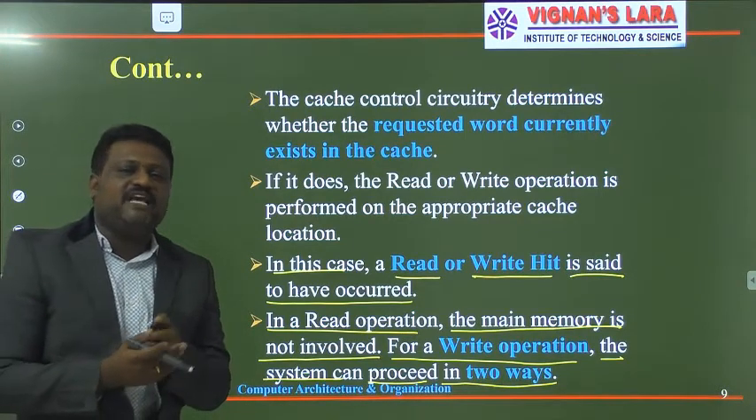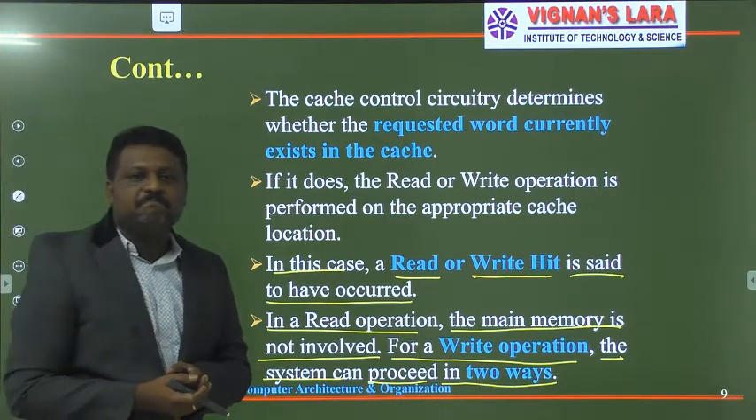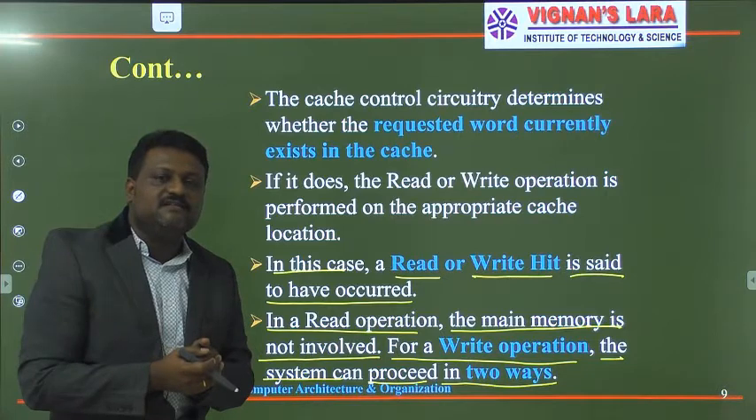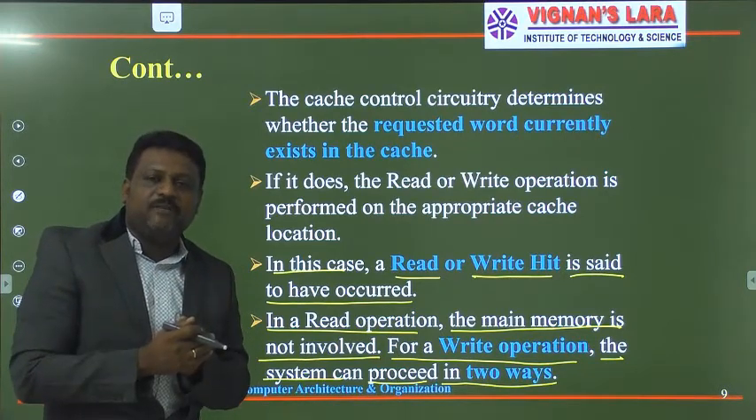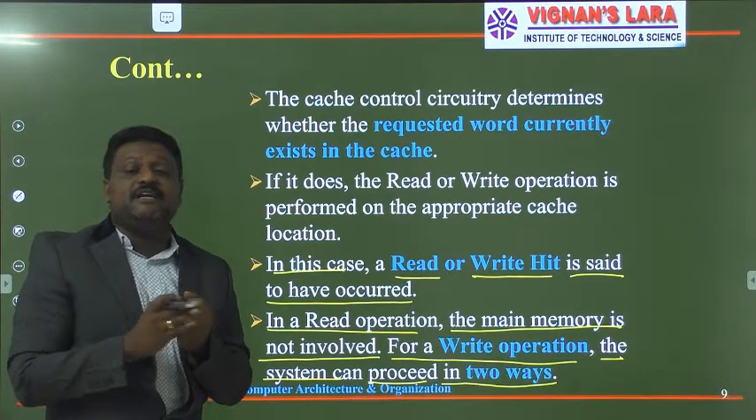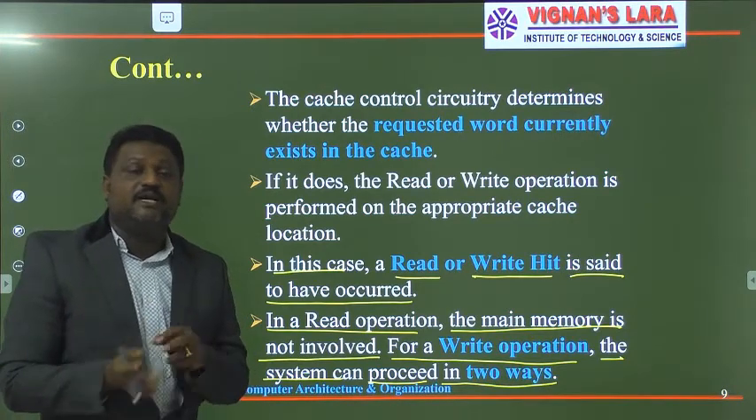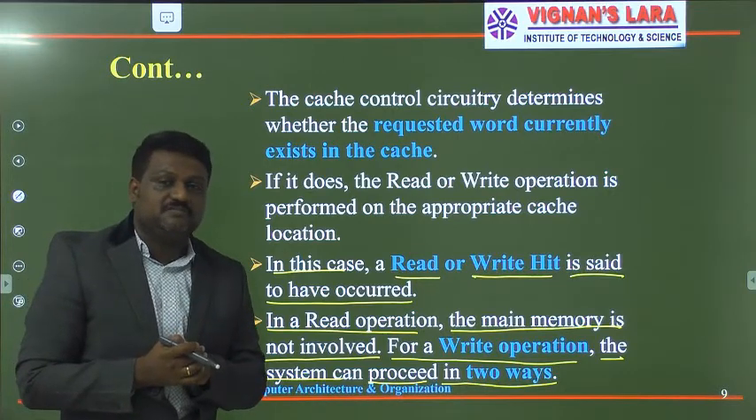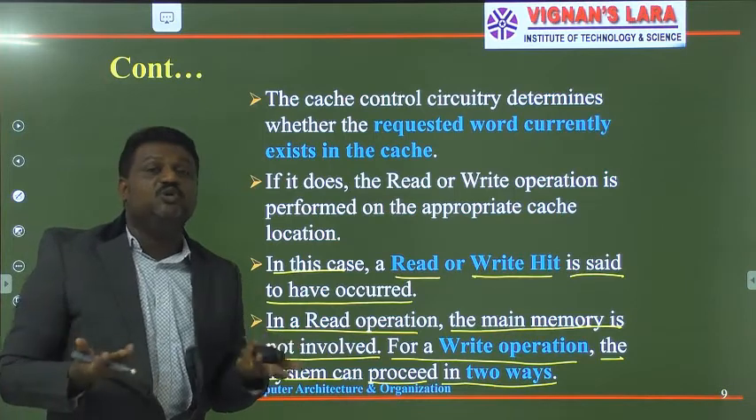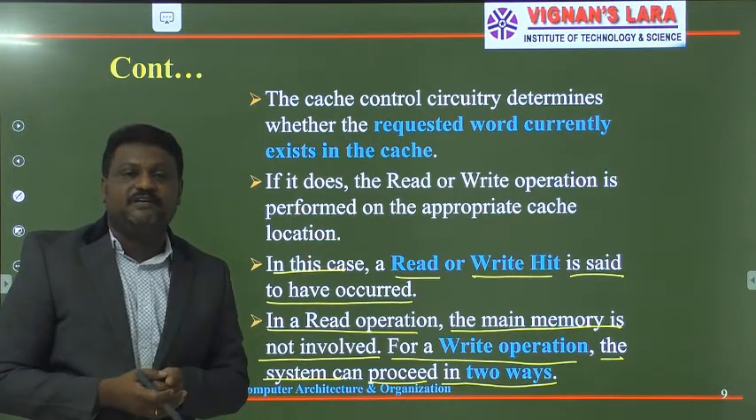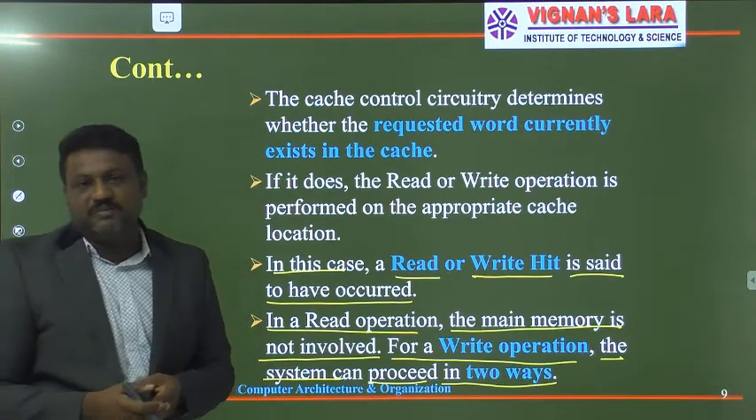So whatever information I have in the cache, that information is also present in the main memory. But the important thing is, if I want to do a write operation, that write operation has to be done at both the main memory and the cache memory, but I do this in two different ways. But if I want to do a read operation, in that case there is no need for involvement of main memory. I straight away do the read operation with the cache memory.